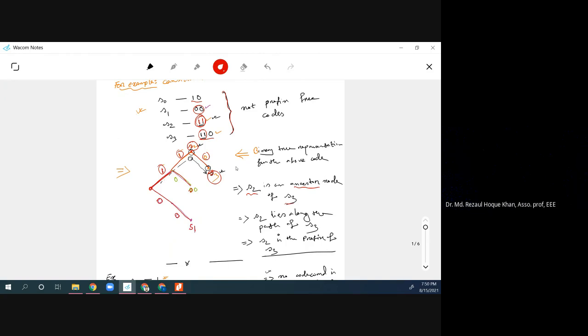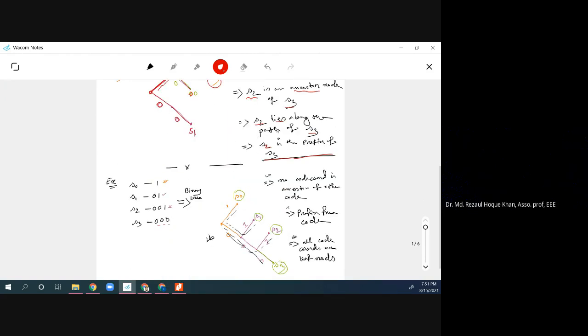If some code is an ancestor of another code, it means they are not prefix free. In other words, S2 lies along the path of S3, which means S2 is the prefix of S3. That is what we are saying here. Of course, by the binary tree representation, you can easily see whether some codes are prefix free or not.